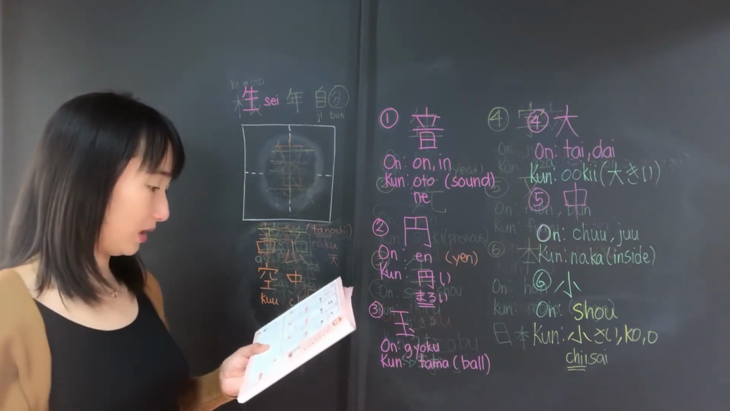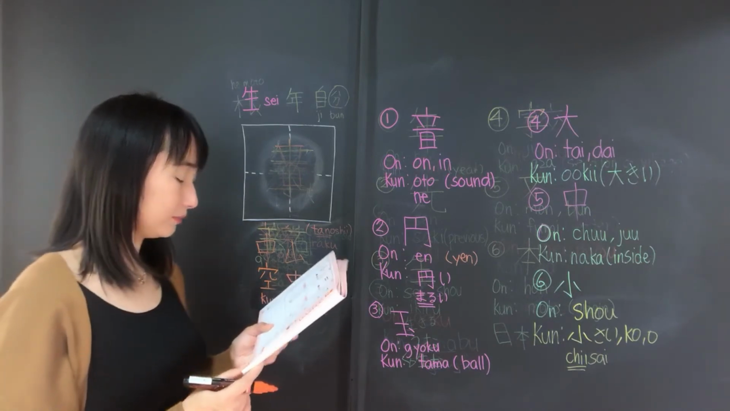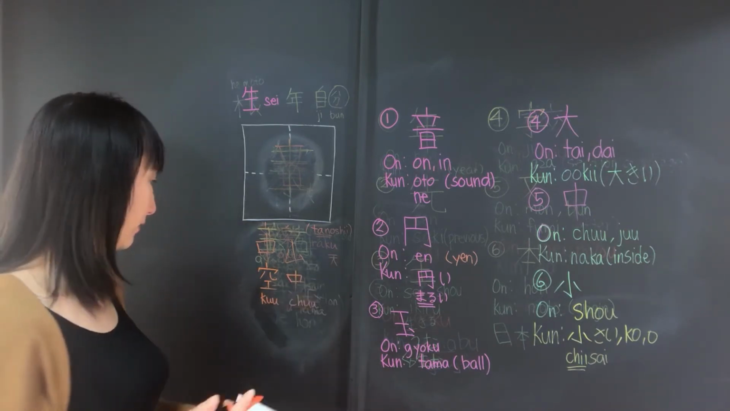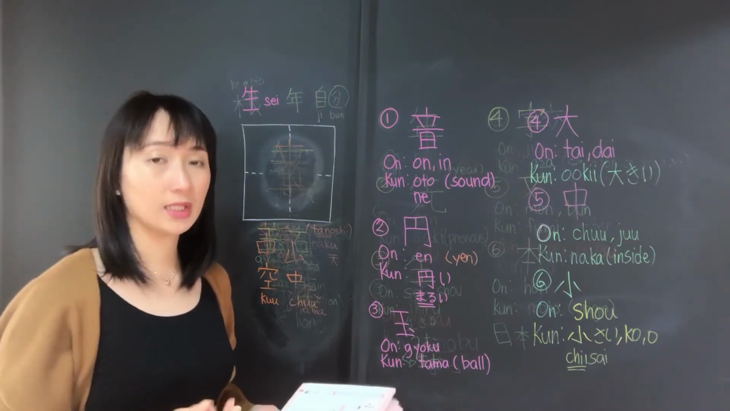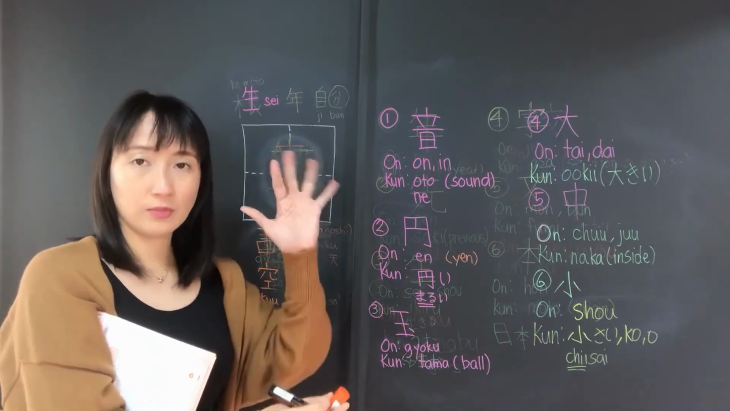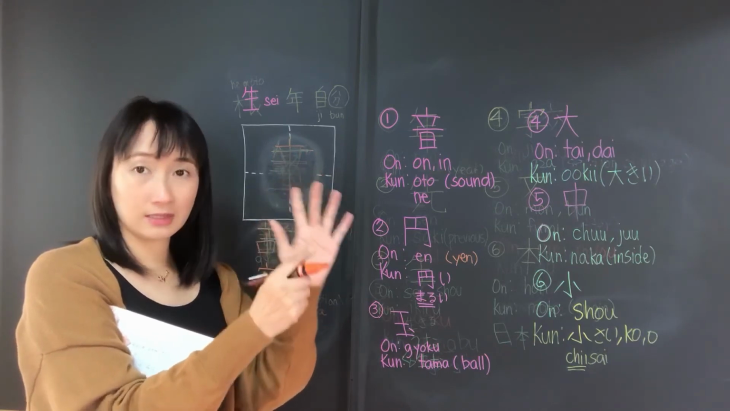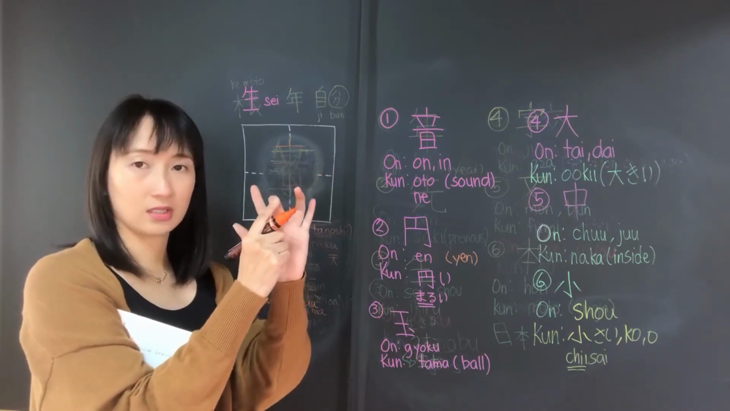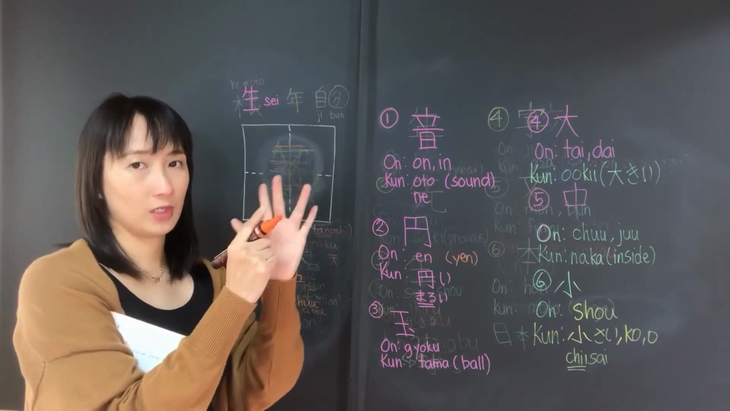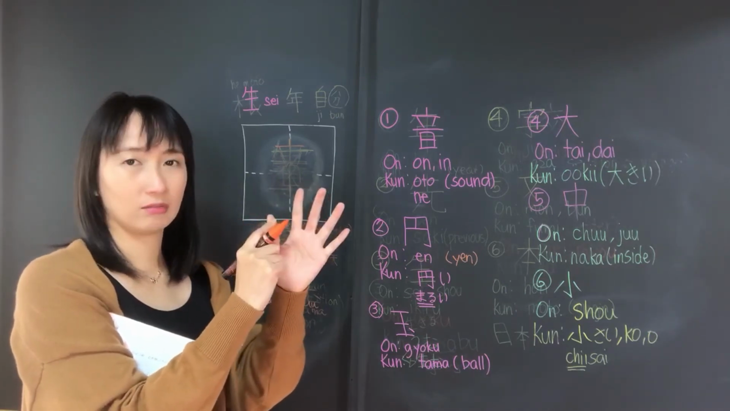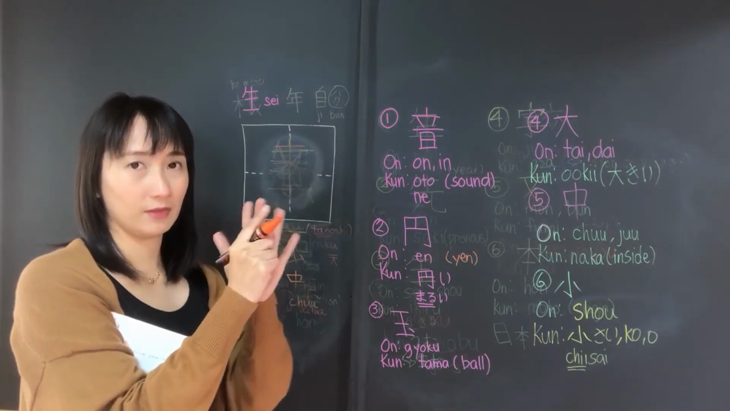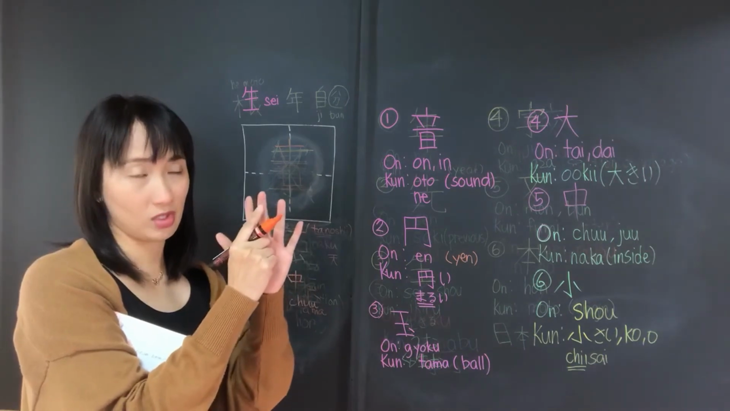Okay, air. What else? The next one that I have for you is nakayubi. Nakayubi, naka means inside, and then yubi means finger, so the meaning is middle finger.